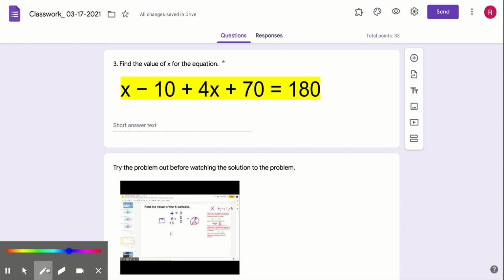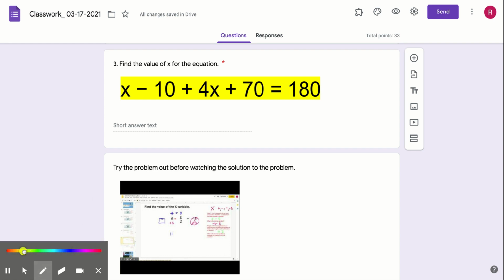All right, so this is the solution to number three. I recommend you try to solve it by yourself first before watching the video. But anyways, I'm going to go ahead and start with solving this equation. It's the same idea as number two. You're still solving for x, but you have extra things to worry about.